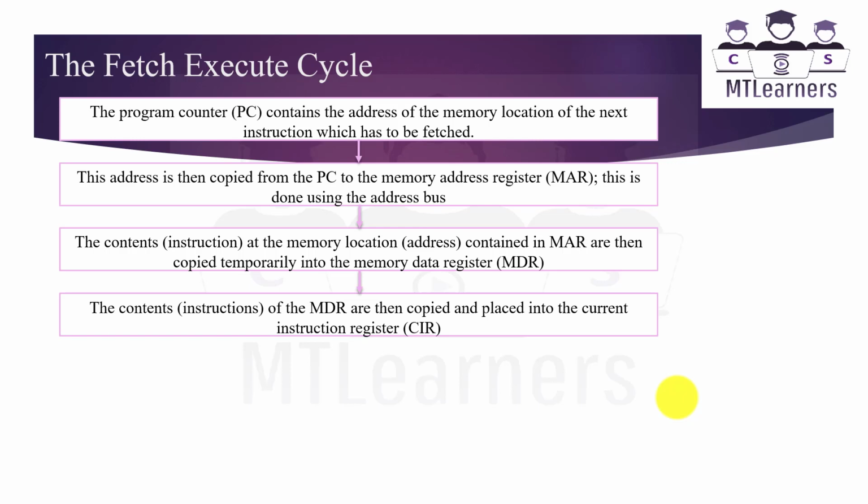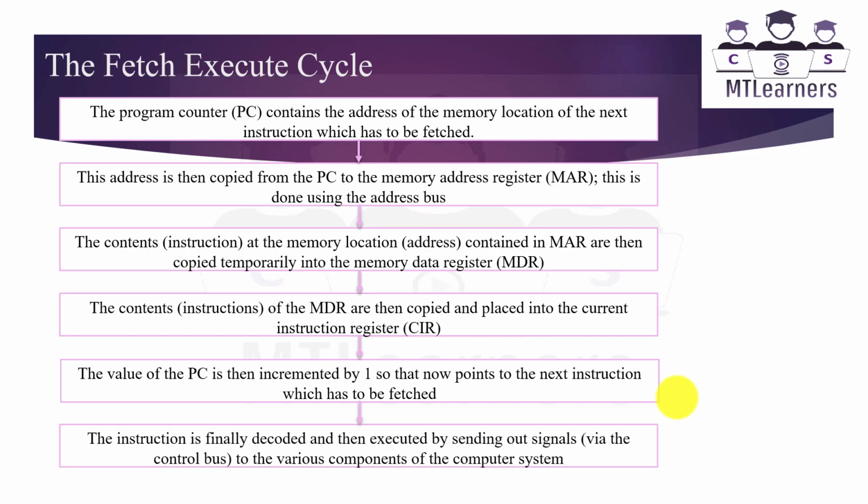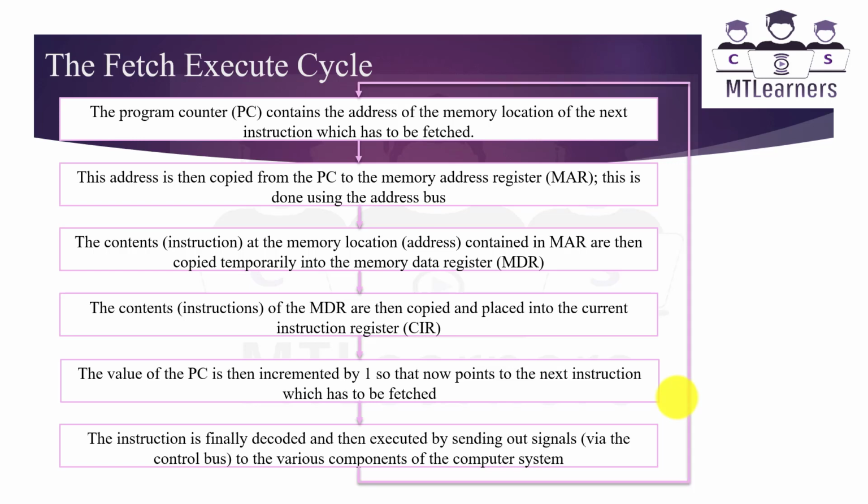the current instruction register. After the instruction is copied into the current instruction register, the program counter is incremented by 1 so that now it can point to the next instruction which has to be fetched, and then instruction is finally decoded and executed by sending out signals via control bus to the various components of the computer system. This is a continuous process, so after execution of the instruction, the next instruction that is in the program counter will be fetched for the execution step.